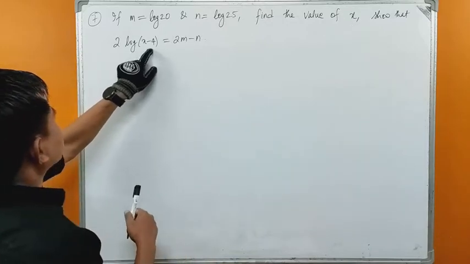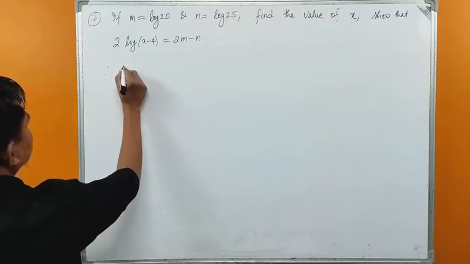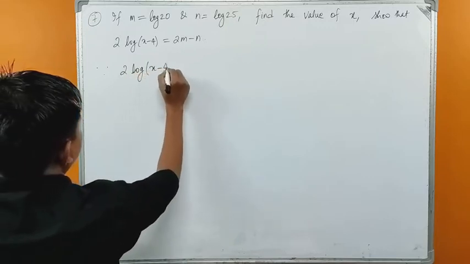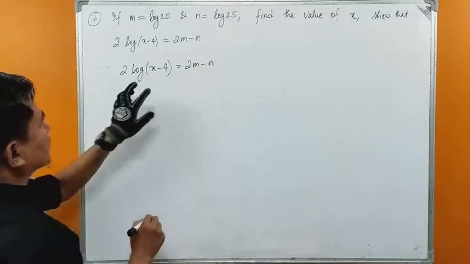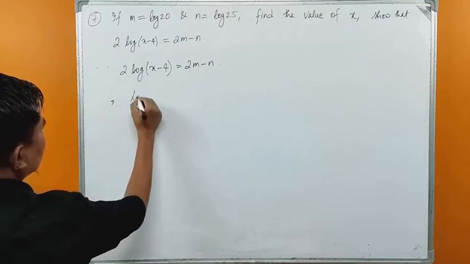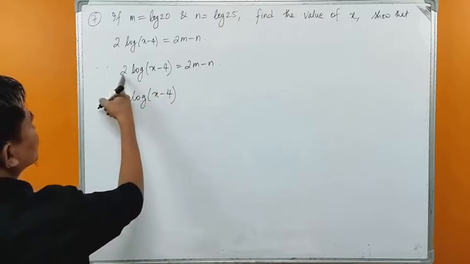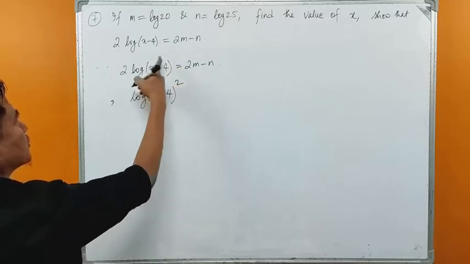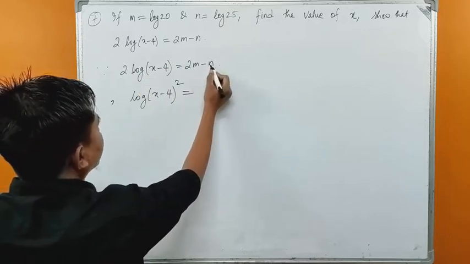This is the given equation, isn't it? So let us write the given equation again. Since 2 log x minus 4 equals 2m minus n, this is the given equation, okay? Or you can write this as log (x minus 4) whole square, this 2 is taken as power, isn't it? Equals, let us put the value of m and n, okay?